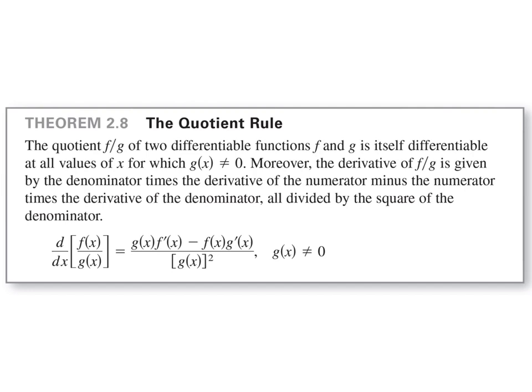Now let's talk about the quotient rule. So it's like the product rule where I have two different functions, f and g, that are both differentiable, but I'm going to divide them instead of multiplying them this time. So if I have f over g, this is the rule I'm going to use to find the derivative of that quotient. So it's the function g of x times the derivative of f of x minus f of x times the derivative of g of x, all over the square of my denominator, so g of x squared.